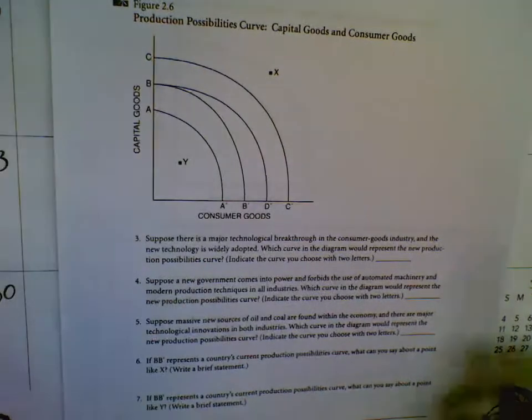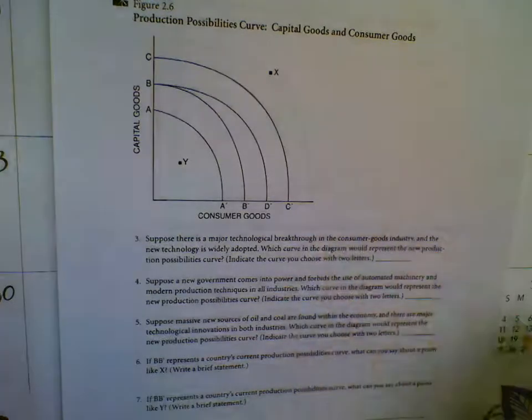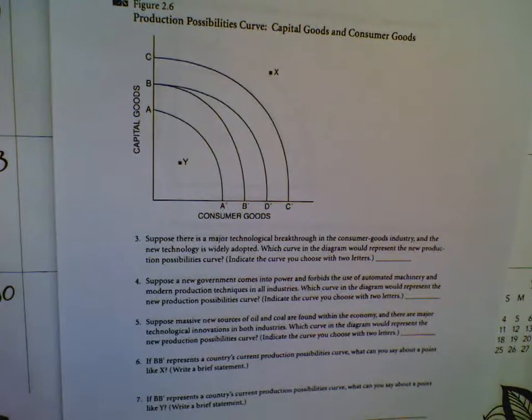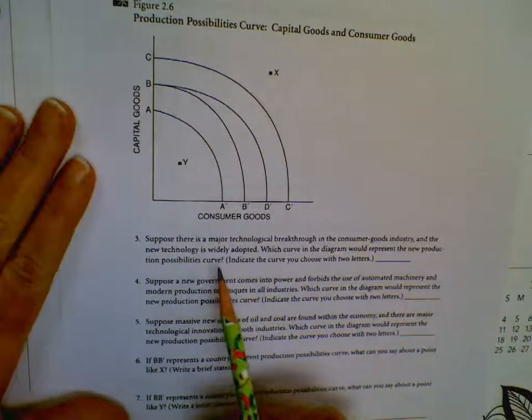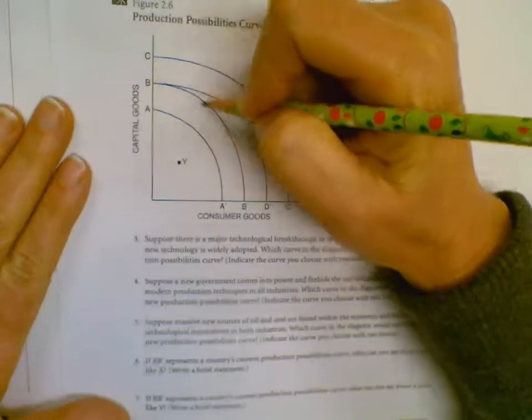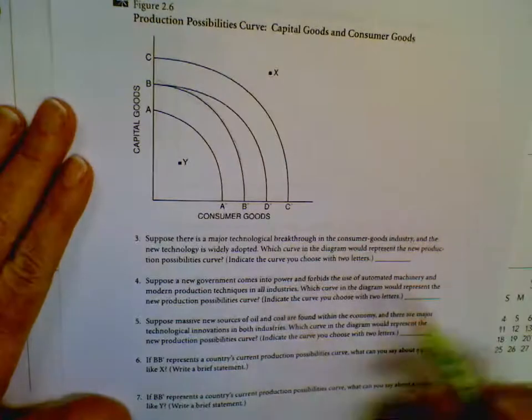We're looking at several different curves. Different situations happen. We know that we cannot produce outside the curve unless we have new technology or we find new resources. So this says suppose, well, let's come up here. We're going to start with BB. So this is our curve that we're working with originally, and we're going to start at it for each question.